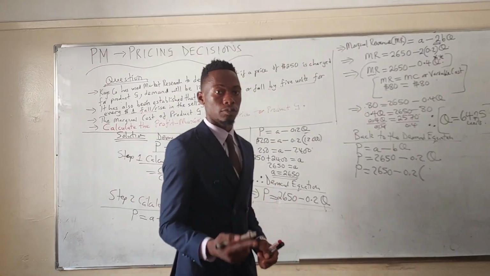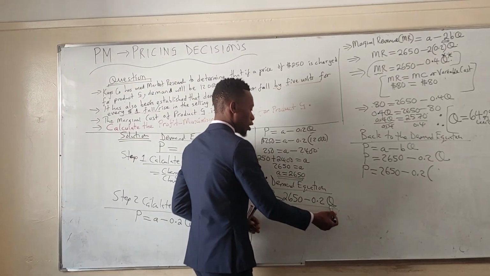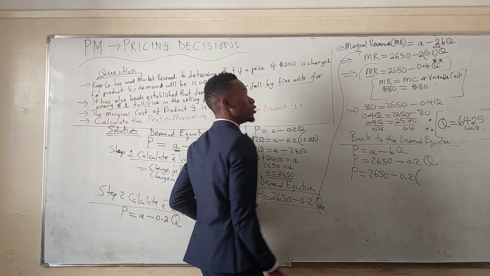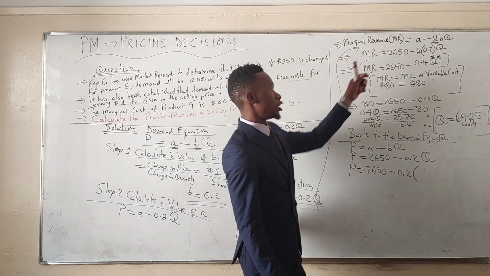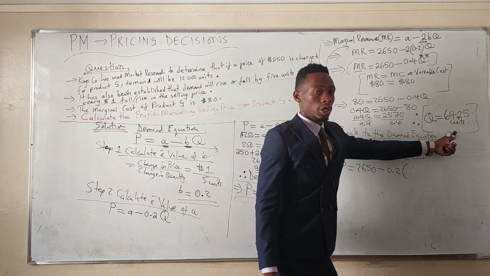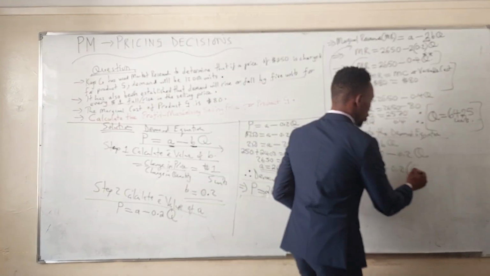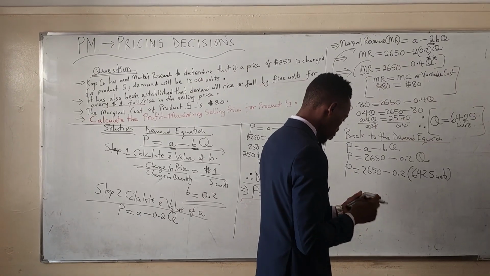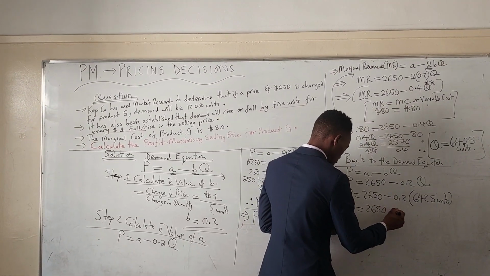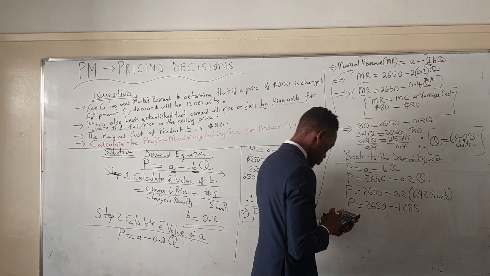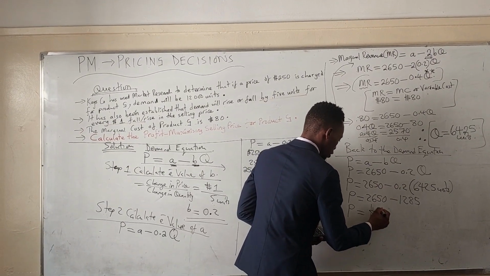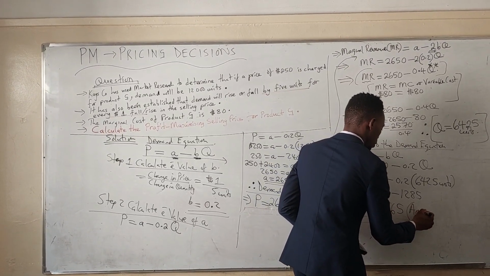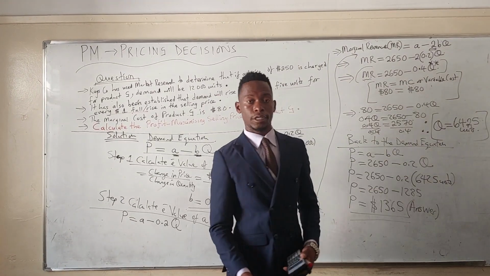So just know that for you to be able to maximize the profits, from the demand equation, we want a price that maximizes the profits. So you solve your Q by using the marginal revenue formula. You get it? Your marginal revenue will be equal to marginal cost. You substitute, you get your Q. Then back to here, you substitute the 6425 units, then you multiply. So P is equal to 2650 less the 1285. Then P will be how much? It will be 1365. So this will be my answer. That's the pricing decision.